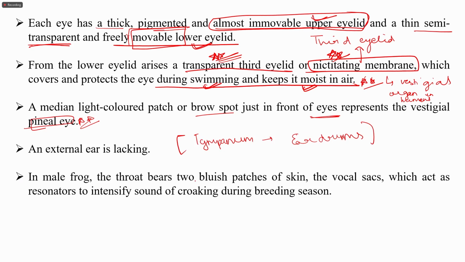In male frogs, the throat bears two bluish patches of skin. As I already mentioned, they have vocal sacs, which act as resonators to intensify the sound of croaking during the breeding season. So it is present only in males.